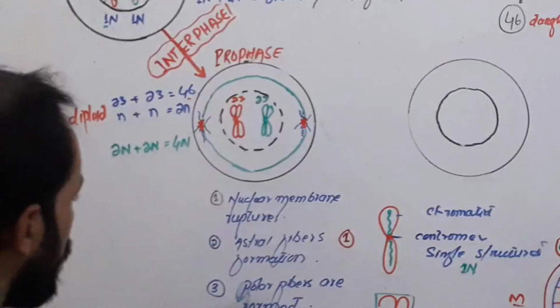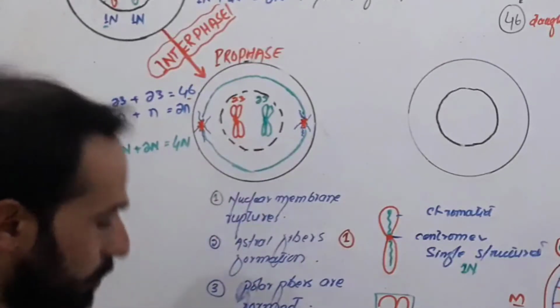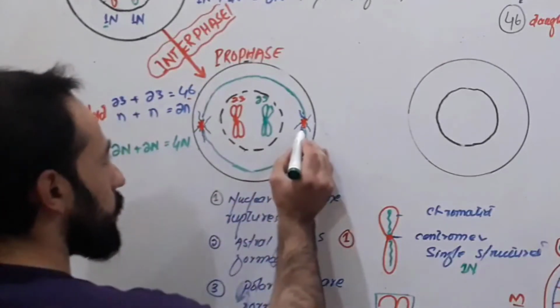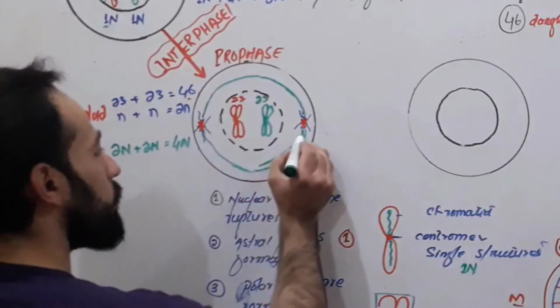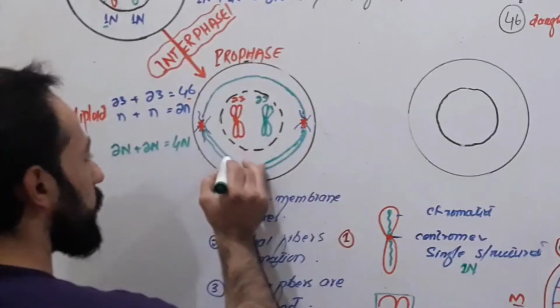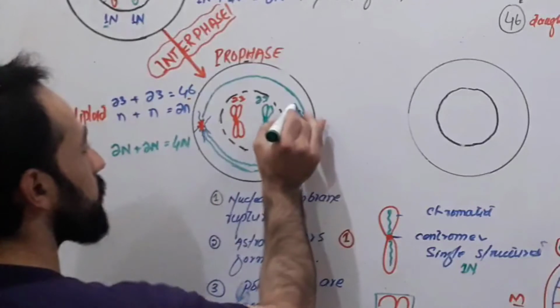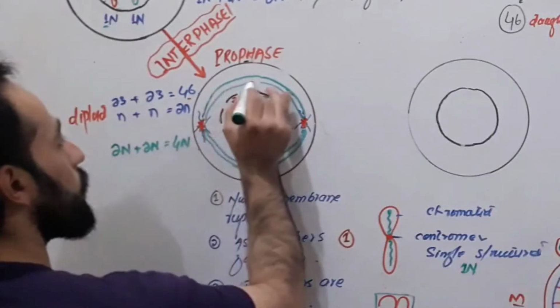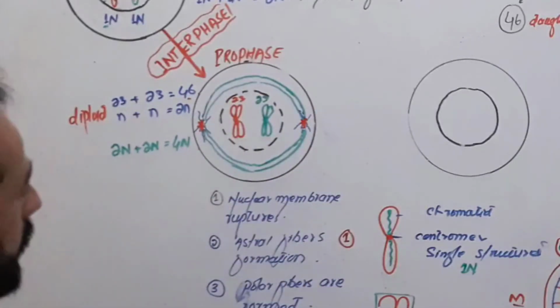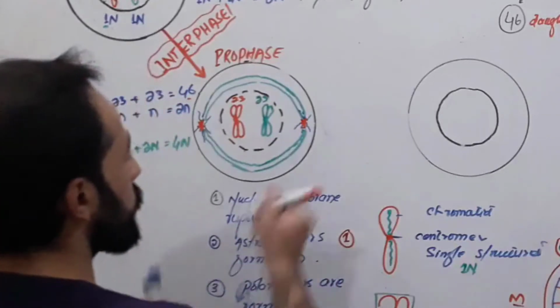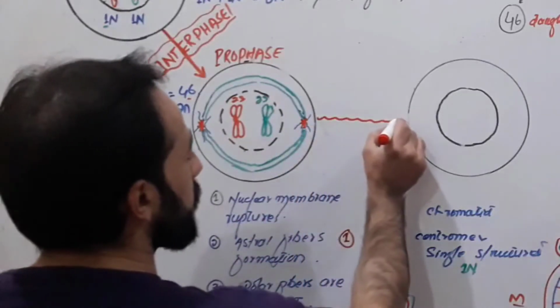Done, friends. These changes are occurring during what? During prophase. So we know that there is not only one polar fiber, there are many polar fibers. For understanding purposes, we just draw only 2. So these are polar fibers. Clear?